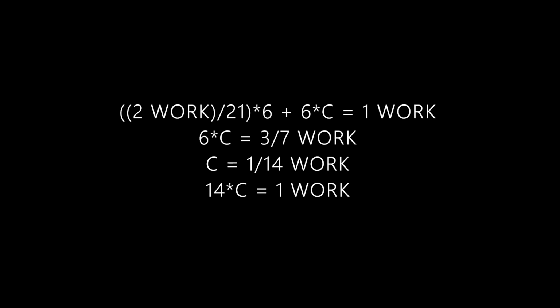When you solve this, you come to a point where you get 1c equals 1 by 14th of the work. This means that c completes 1 by 14th of the work in 1 hour. But the question is in how many hours c will complete the whole work. So just cross multiply 14 with c. You will get 14c = 1 work. That means c completes 1 work in 14 hours.